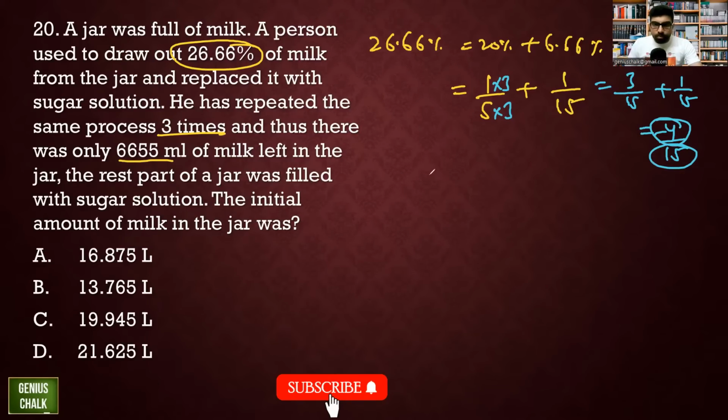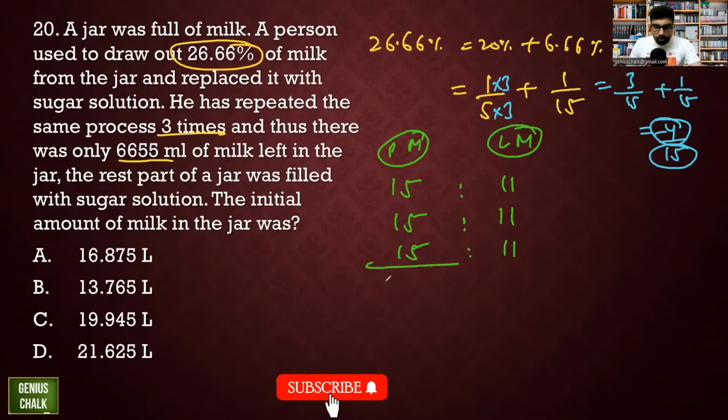So now you can write it. Original milk, pure milk, and left milk. So it is 15, 4 I am subtracting, so it is left with 11. And this is happening 3 times, so I have to write it 3 times. Although I can directly cube it, right, if you are well versed with it. What is 15 cube and what is 11 cube? 11 cube is 1331. What is 15 cube? 15 cube is 3375, guys. So this type of calculative questions are also coming.